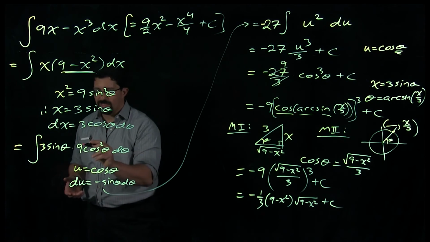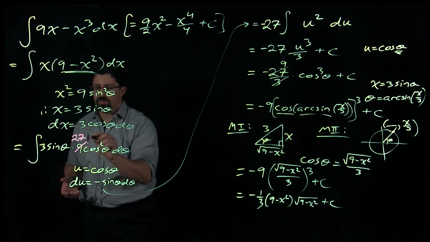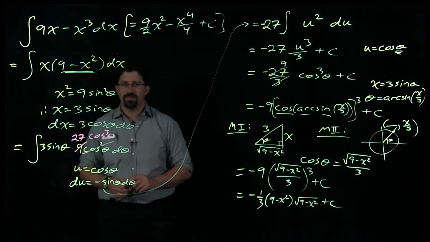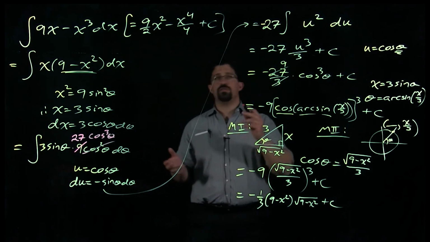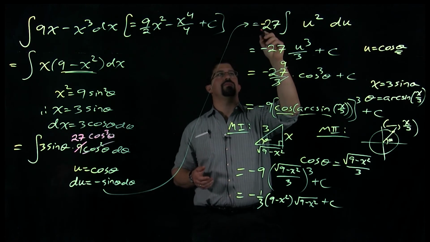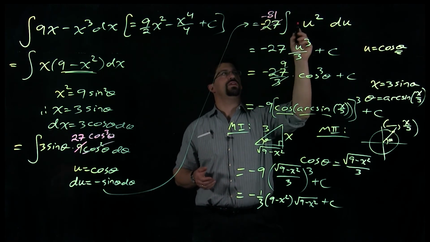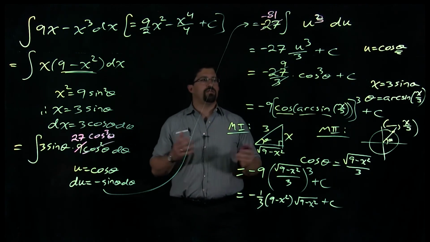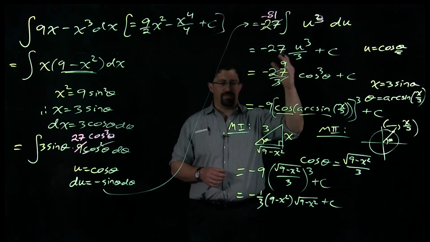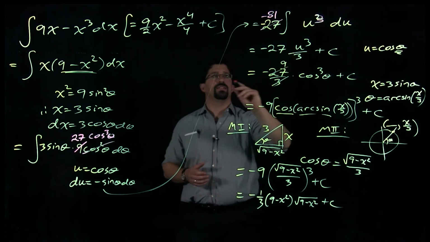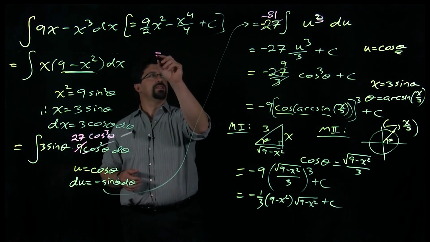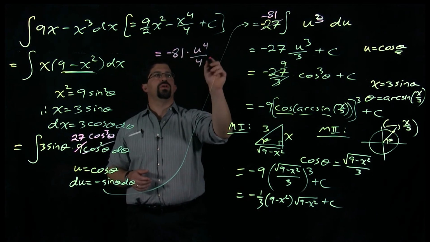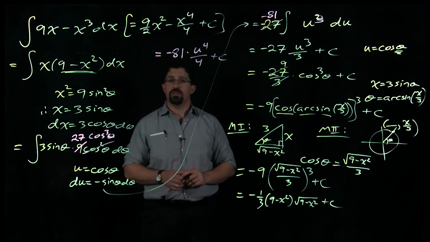But that's incorrect. This should have been 27 times cosine cubed of theta. And so the difference is that we multiply this guy by 3. This will be negative 81, and this will be u cubed. And so what we get is a very similar idea, but we're going to have negative 81 times u to the 4th over 4 plus a constant.